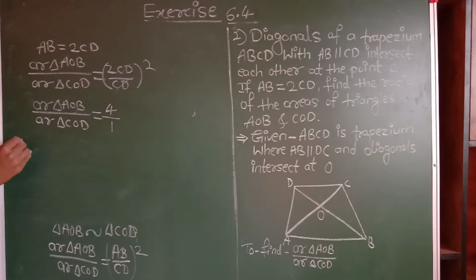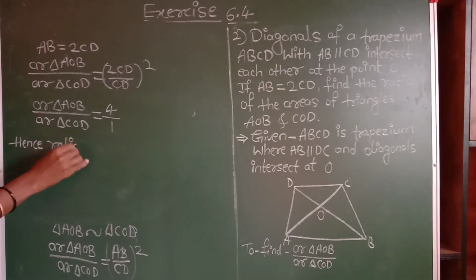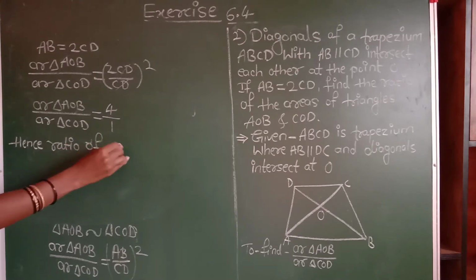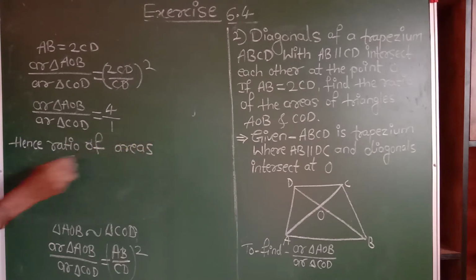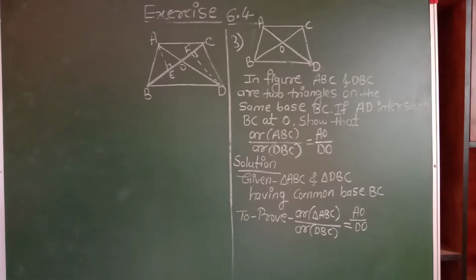Hence the ratio of areas is 4:1. Next, third question. In the figure, ABC and DBC are two triangles on the same base BC. Here the base is the same. If AD intersects BC at O, show that area of triangle ABC divided by area of triangle DBC is equal to AO by DO. We need to prove that.